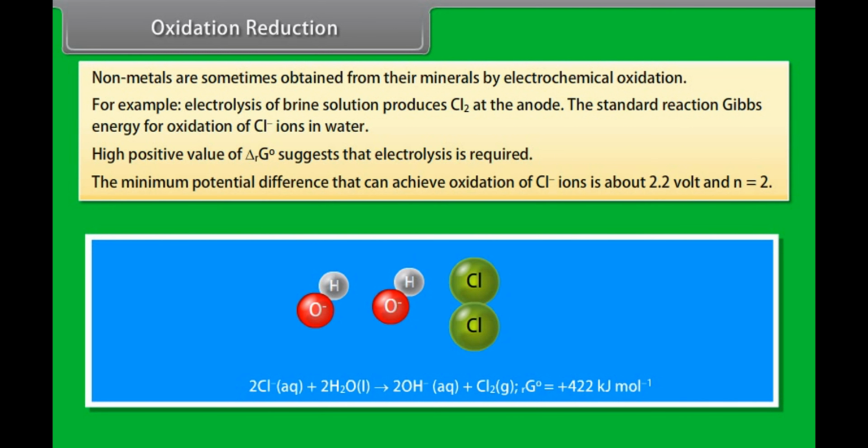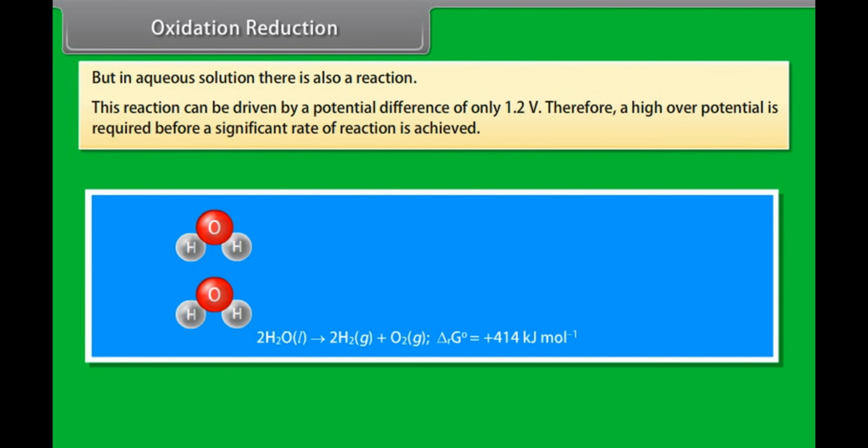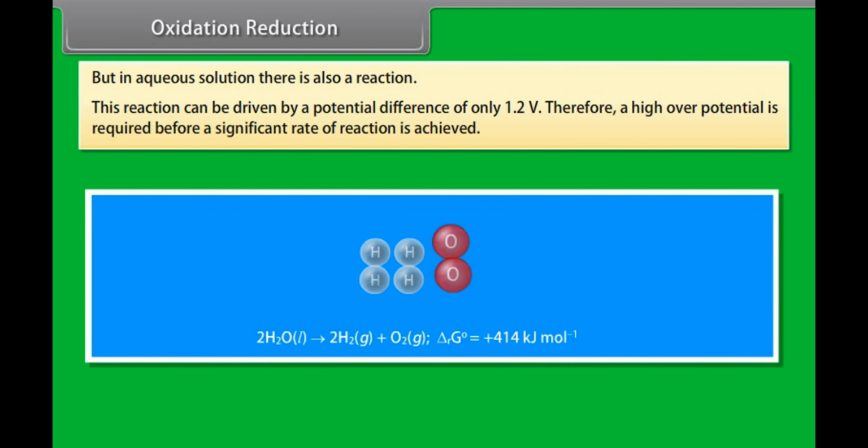The minimum potential difference that can achieve oxidation of Cl- ions is about 2.2 volt and n is equal to 2. But in aqueous solution there is also a reaction. This reaction can be driven by a potential difference of only 1.2 volt. Therefore, a high overpotential is required before a significant rate of reaction is achieved.